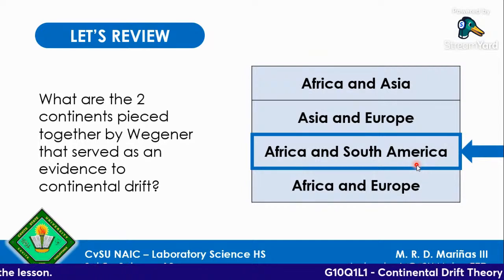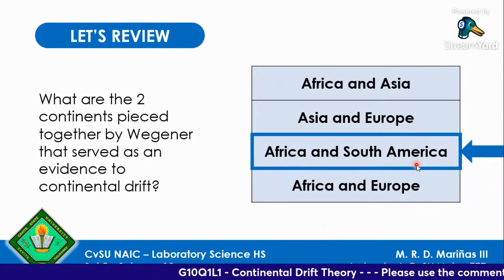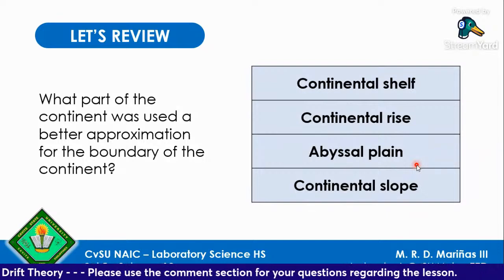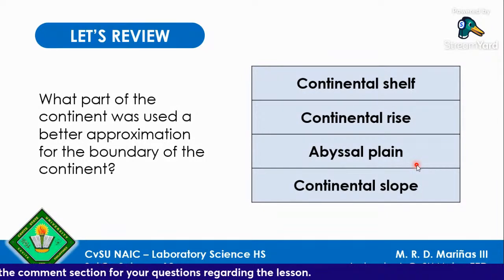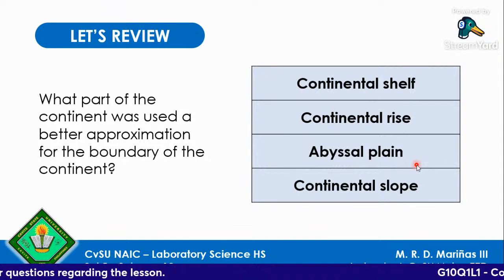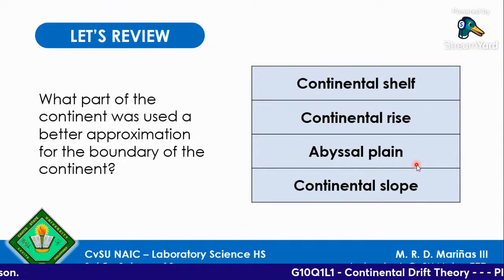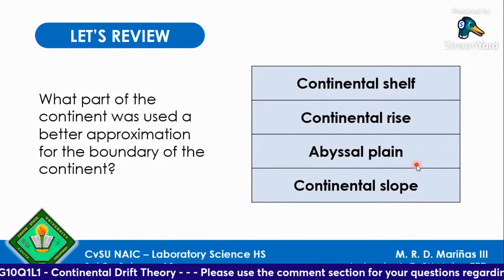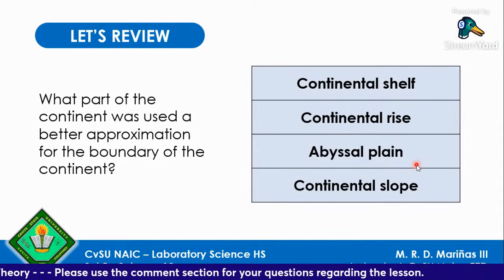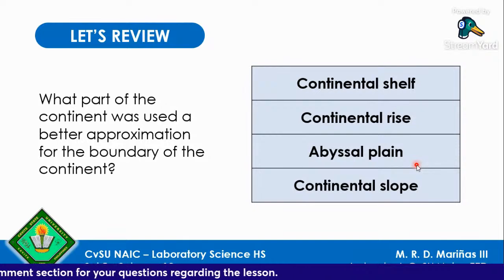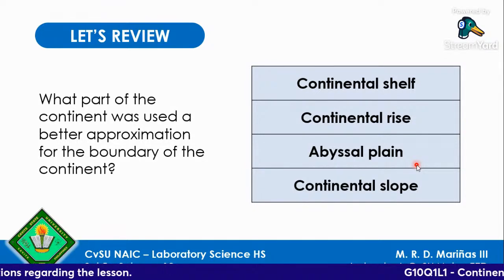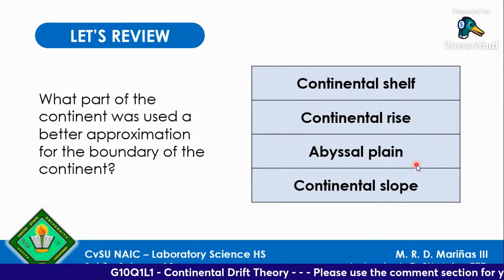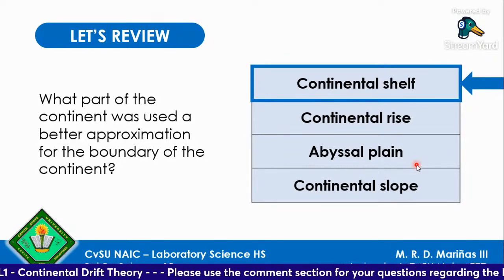Again, later the scientists found out that dapat ginamit ang continental shelf instead of the shoreline, which was originally proposed by Wegener. What part of the continent was used as a better approximation for the boundary of the continent? Ano nga ba dapat yung sinuggest ng ating mga scientists after Wegener para daw gamiting better approximation ng boundary ng mga continents? Is it continental shelf, continental rise, abyssal plain, or continental slope? 10 seconds. If your answer is continental shelf, then you are correct.